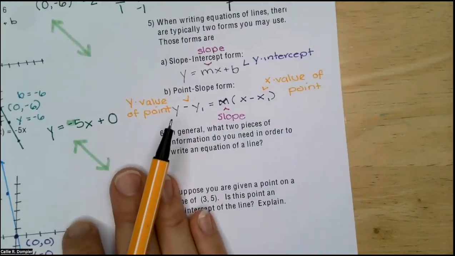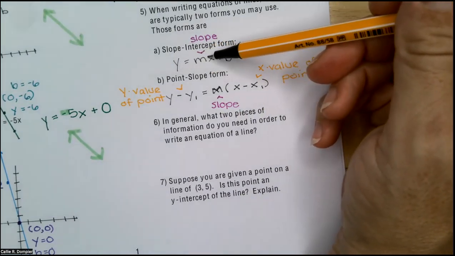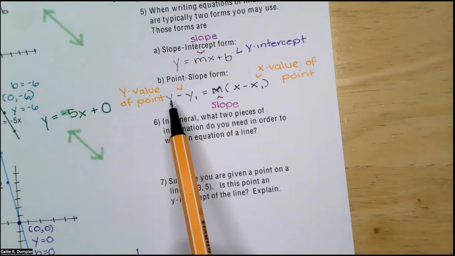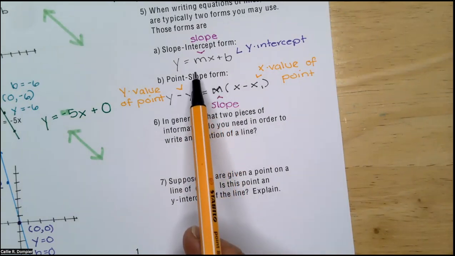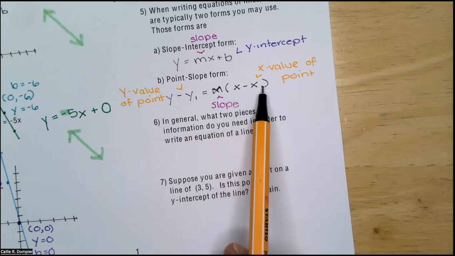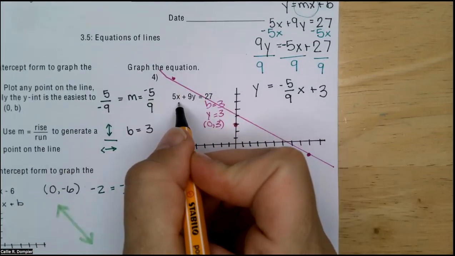Good. When writing equations of lines, there are two forms you may use: slope-intercept form, y equals mx plus b, or point-slope form, y minus y1, one of the points, equals m, the slope, times x minus x1, the rest of that other point. That's why we call it point-slope form, slope-intercept form. And then this is just standard form.